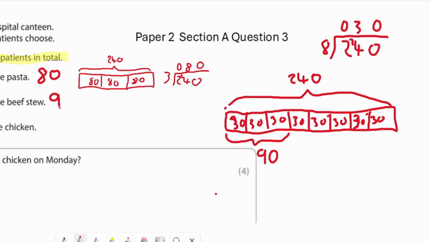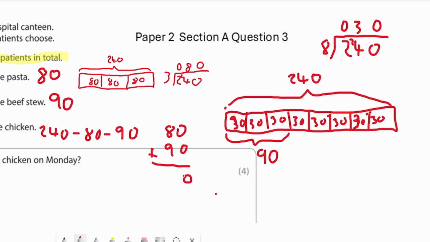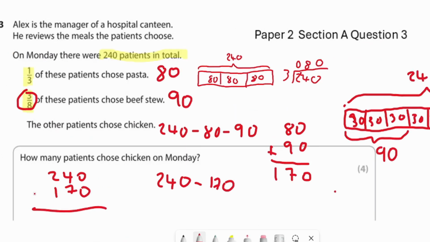And the question says the remaining people, the others, chose chicken. So in order to work that out, we're going to do 240 subtract the 80 and the 90. But the way I would like to do that is to first add up the 80 and the 90, using the column method here, lining everything up, and I get 170 for that. And then just take away the 170 from the 240. And I'm going to use the column method again for that, just to make sure.